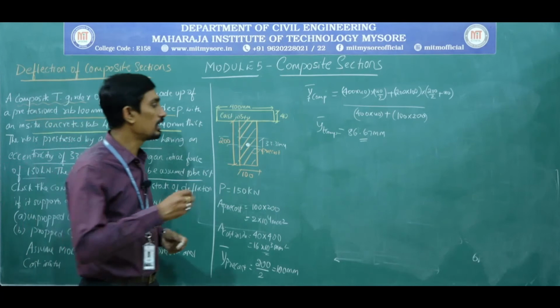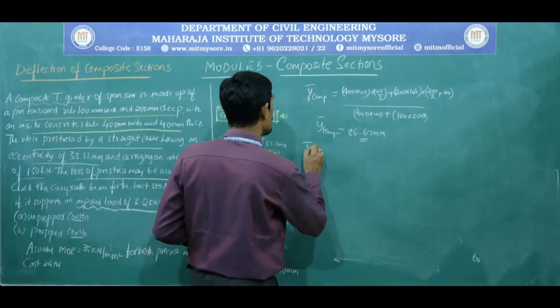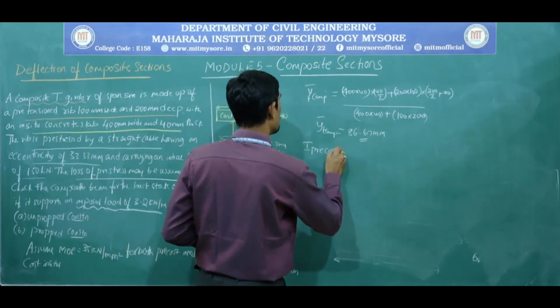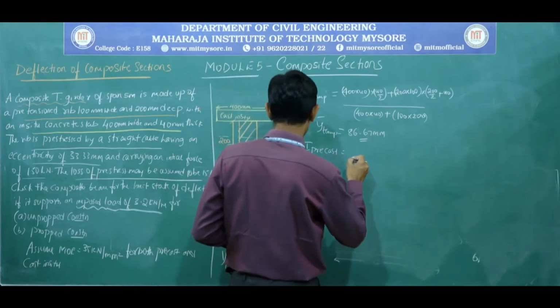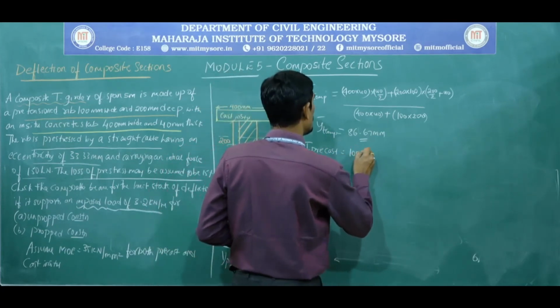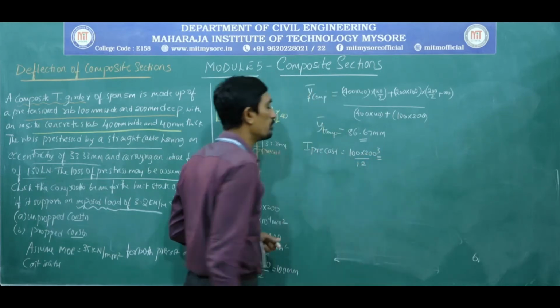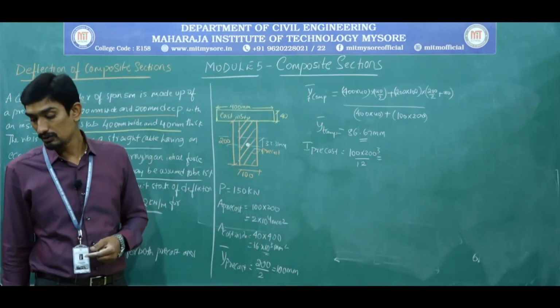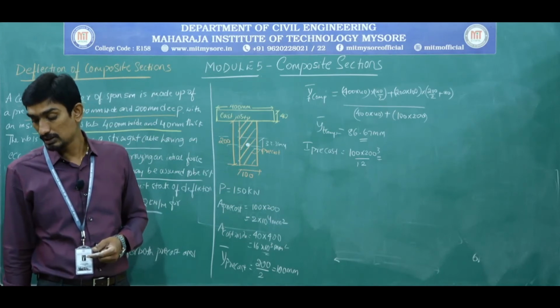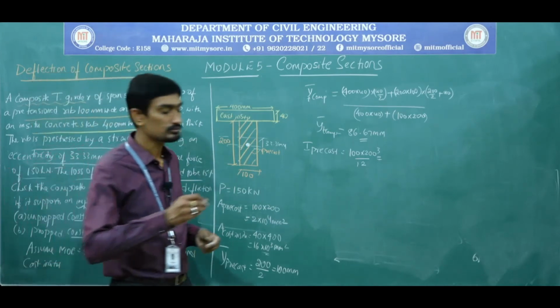Next, let me move on to the moment of inertia of the precast. I of precast, since it is a rectangle, is 100 into 200 cube by 12, that is BD cube by 12. The answer will be 667.